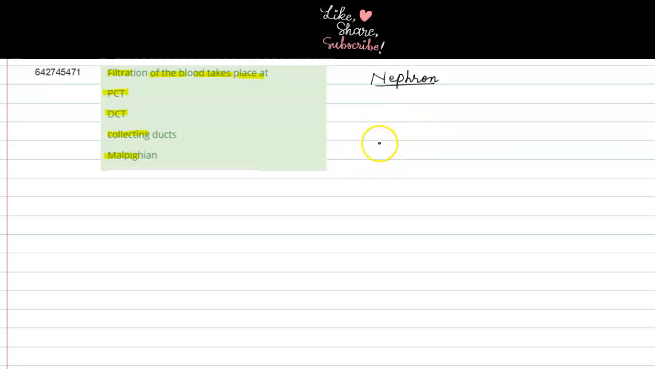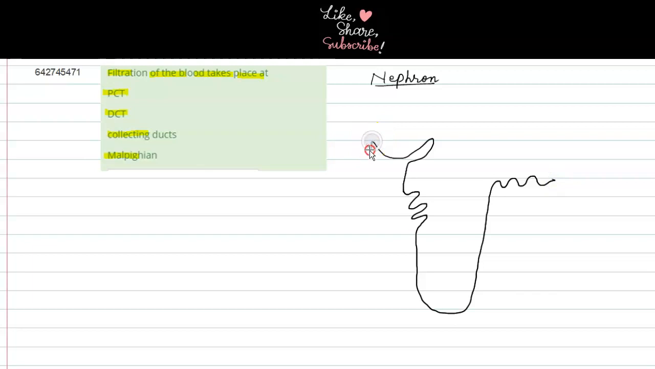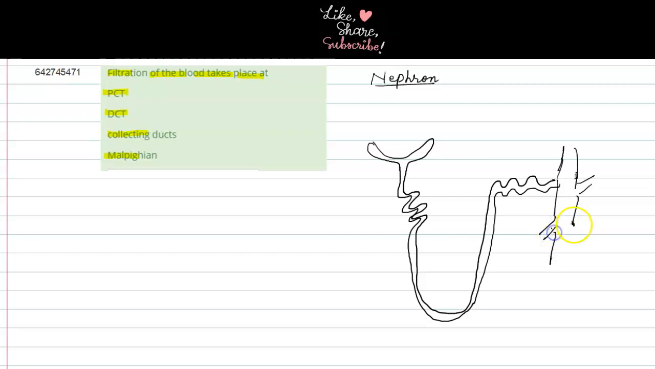As you already know, the nephron is somewhat like this. Let's say this is the structure. Let me draw the structure first, and then you will come to know what these terms stand for. So let's say this is the structure of what we call nephron, and here we have something called collecting duct. Okay, now let me first explain what this structure is.